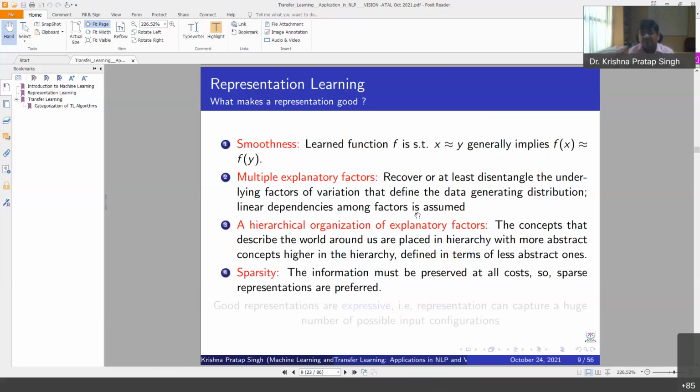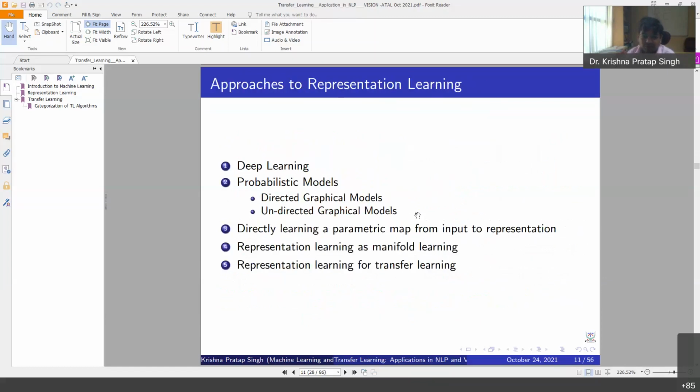There are certain properties which should be there in any representation learning, but I will not go into too much on that. It should be smooth, multiple. Okay, I don't want to go into that, because more focus is on transfer learning. Many kinds of algorithms now, researchers are doing work in that. It's deep learning, the buzzword nowadays. And there are probabilistic models also. It could be probabilistic graphical models, it could be a Bayesian network, it could be a Markov random field, or many other kinds of things you can see. And it could be learning as manifold learning or representational learning for transfer learning. So in this talk, I will talk more about representational learning for transfer learning.